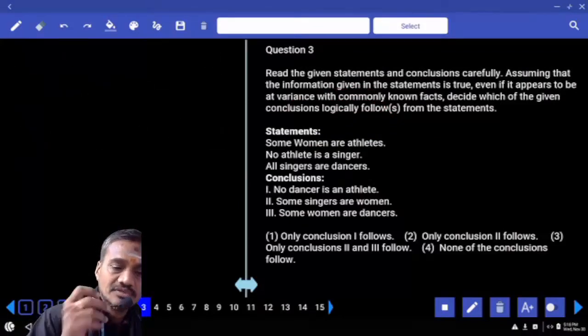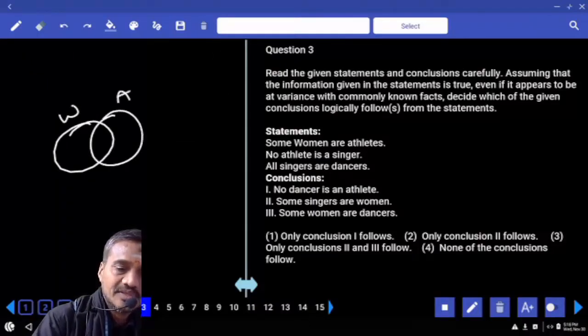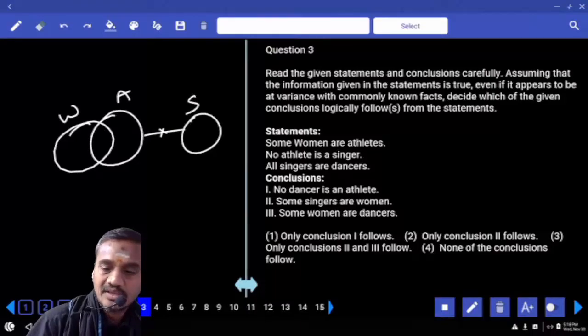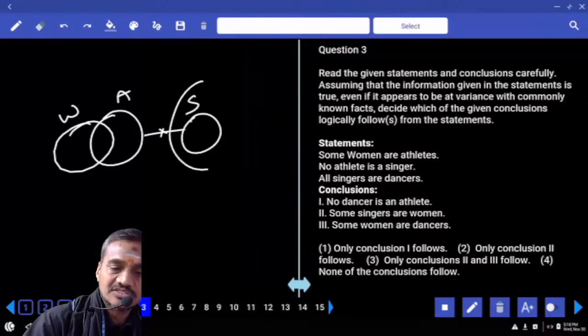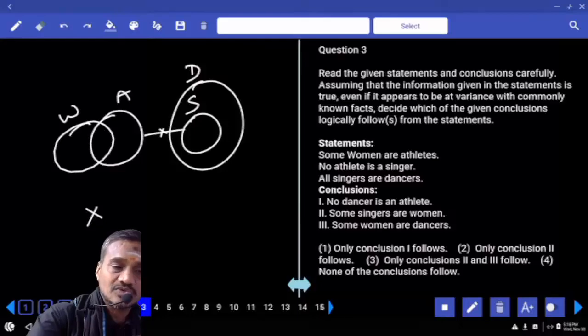Then the third one, some women are athletes. Now some women are athletes can be written like this, woman and an athlete. No athlete is a singer, no intersection between athlete and singer. And all these singers are dancers. Then with the help of this one, no dancer is an athlete. Is that true or false?